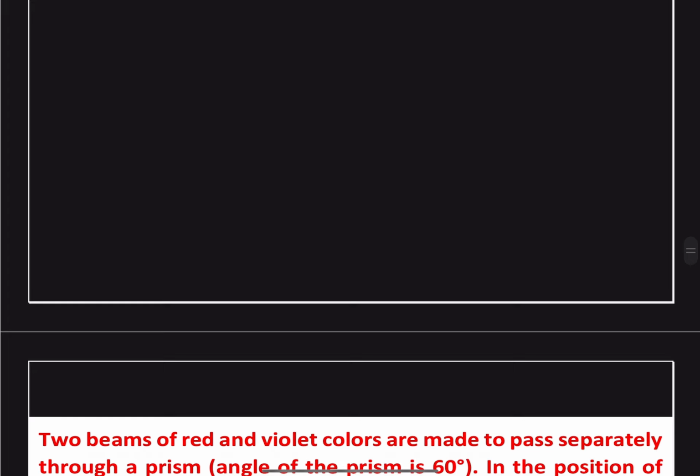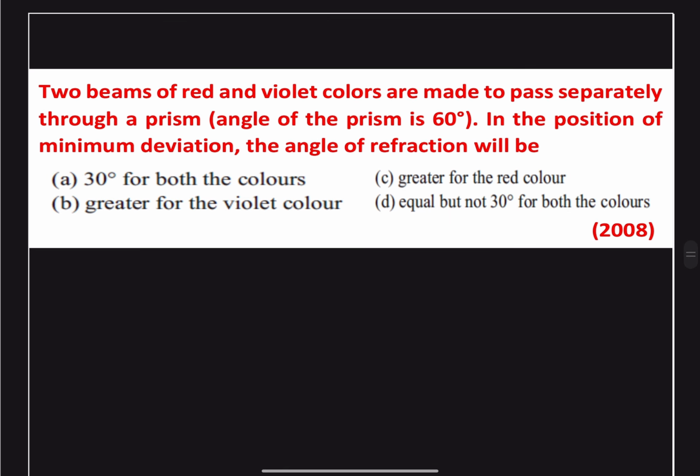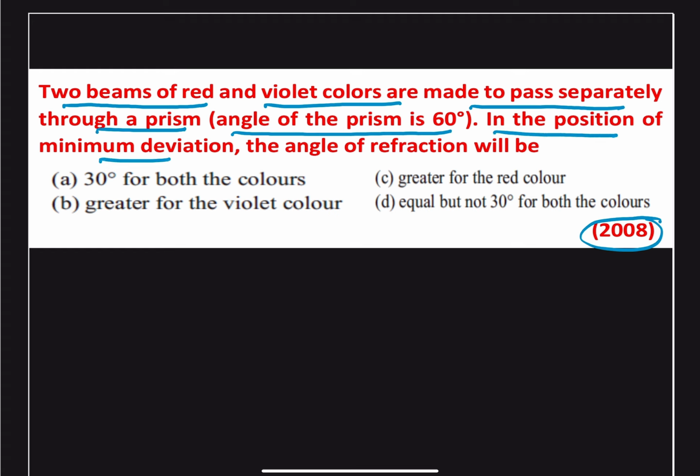Go to the next question, and it was asked in the year 2008, and it states that two beams of red and violet colors are made to pass separately through the prism. The angle of the prism is 60 degrees. In the position of minimum deviation, the angle of refraction will be.